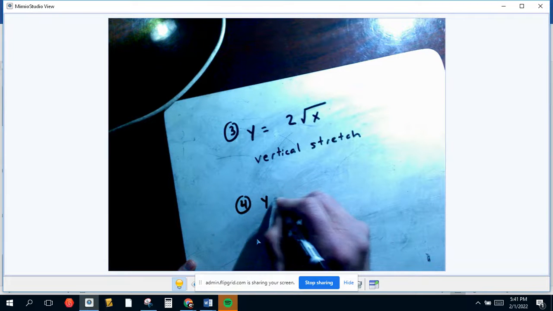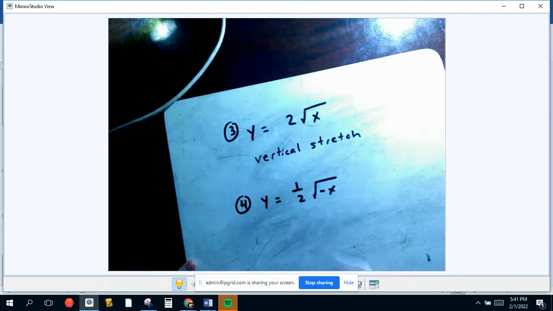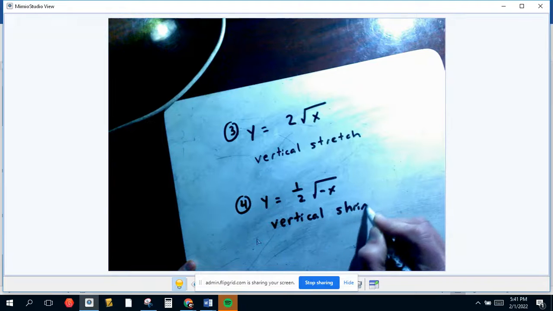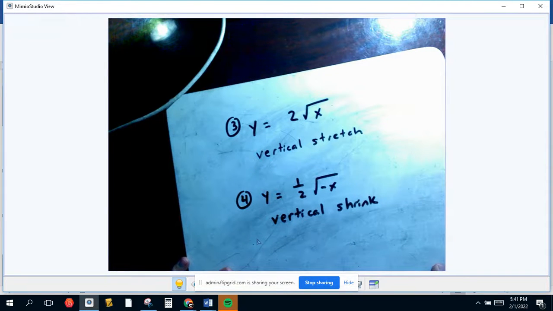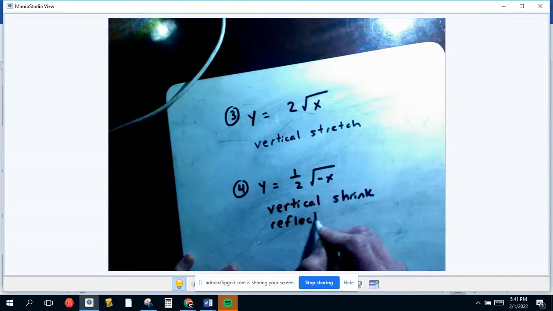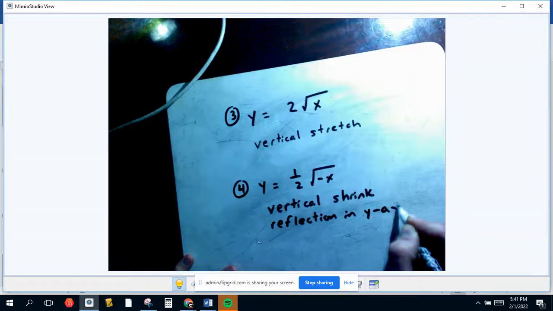This, meanwhile, is two things. It's both a vertical shrink or compression, according to the chart. You just really need to know the chart. You got to take some time to study the chart. There's a vertical shrink. It's also a reflection. Remember, on the inside, a reflection in the y-axis.